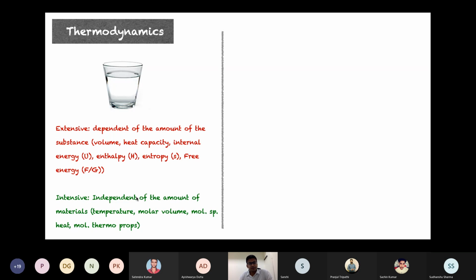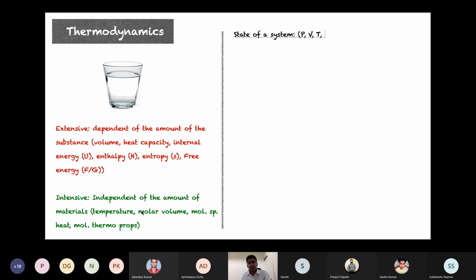So these are the properties that depend on the amount of material or amount of substance present in the system. And then you have intensive properties. Intensive, you remember, you can take the first "in" and correlate it with independent. So intensive, independent. It is independent of the amount of substance present in the system, and it's like temperature, molar volume, molar specific heat, and all molar thermodynamic properties are intensive variables. But remember, intensive, independent, and then you will not forget it.